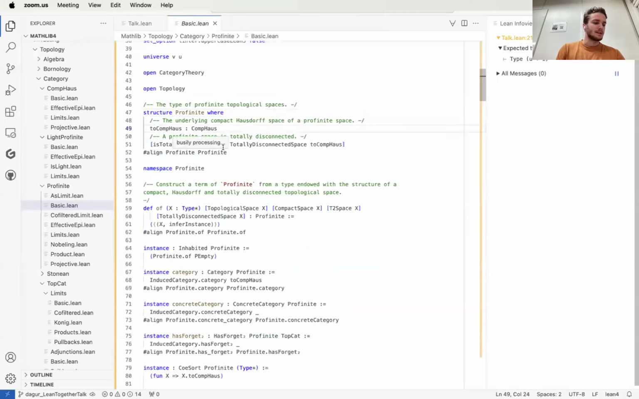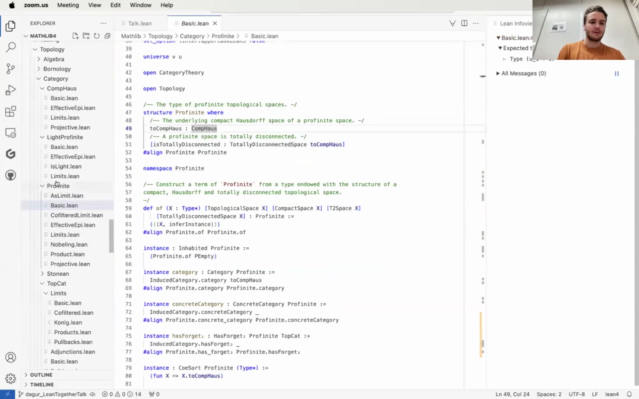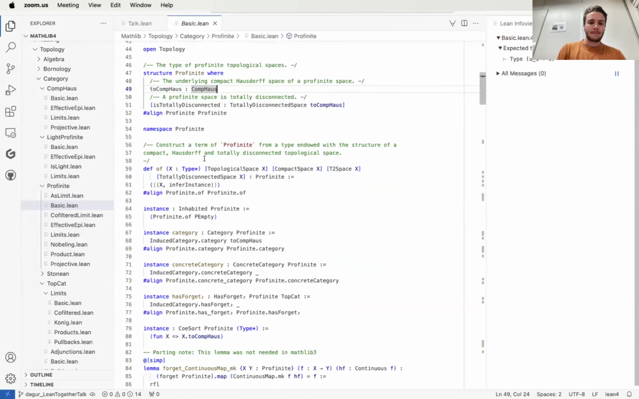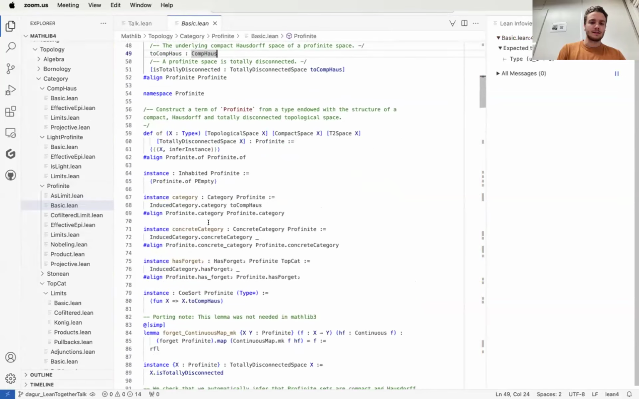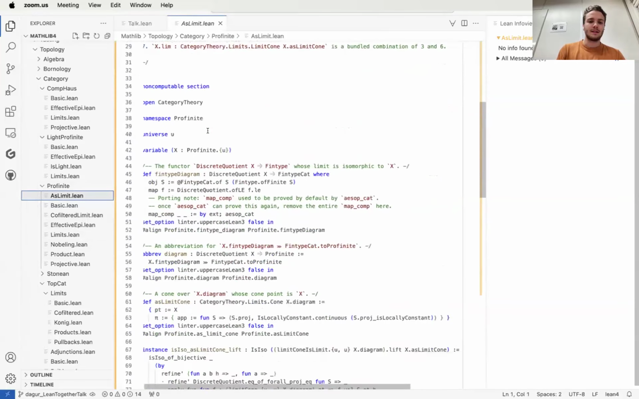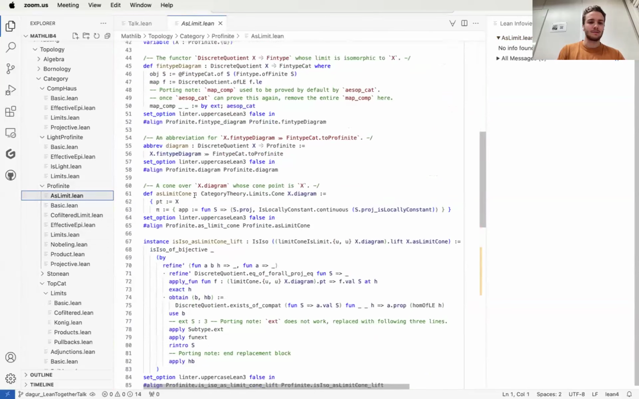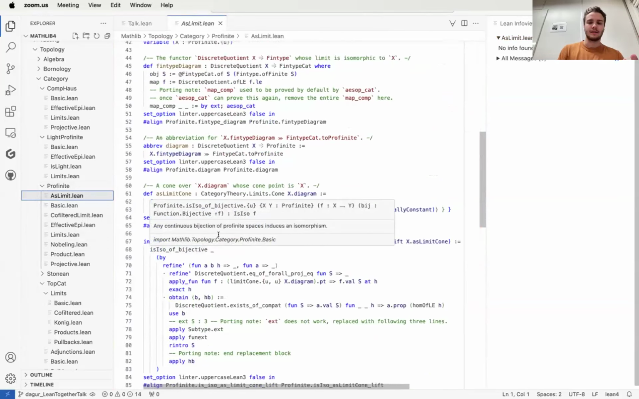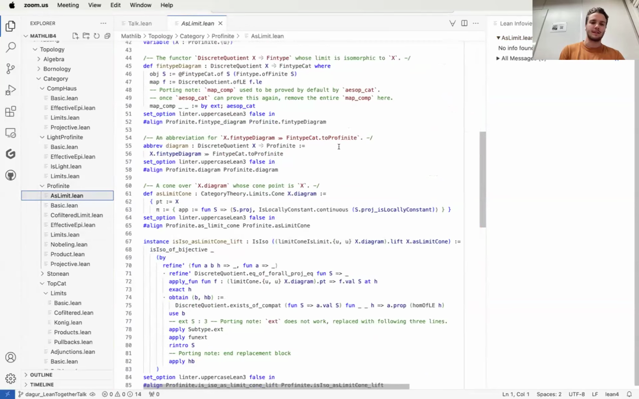space which is totally disconnected, as I said, and we have a bit of API for profinite sets. I mean, here's all the stuff relating it to the category of topological spaces. Then this file, AsLimit, proves a limit formula for them. So we can write them as cofiltered limits of finite sets, and then the category is closed under limits. So we have this description I mentioned, and yeah, a few other files, some explicit descriptions of limits and so on.